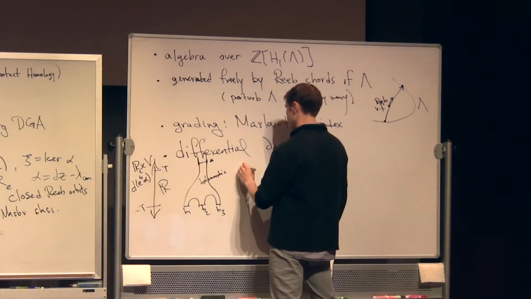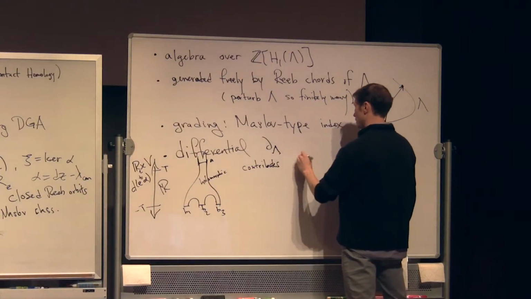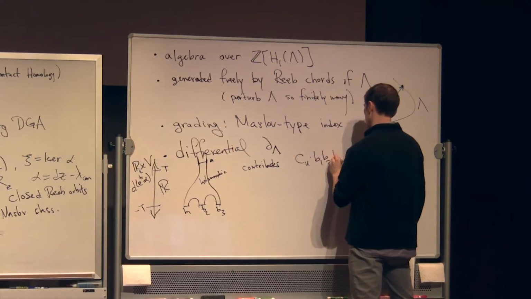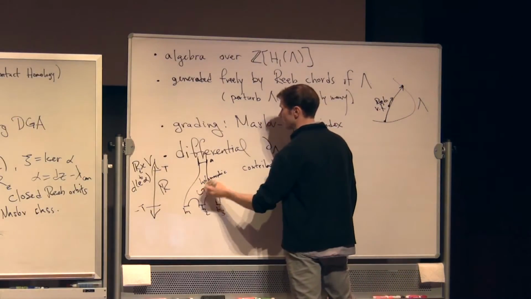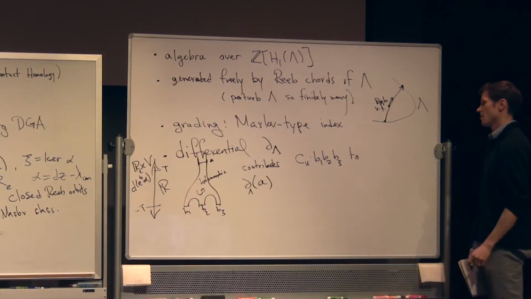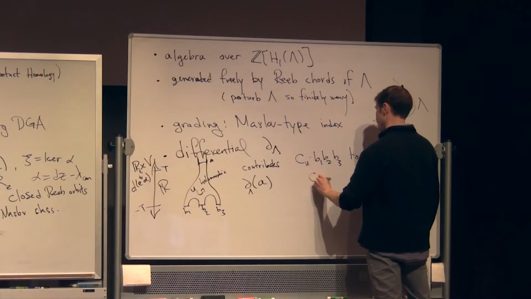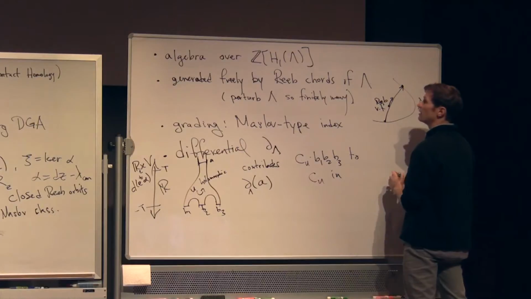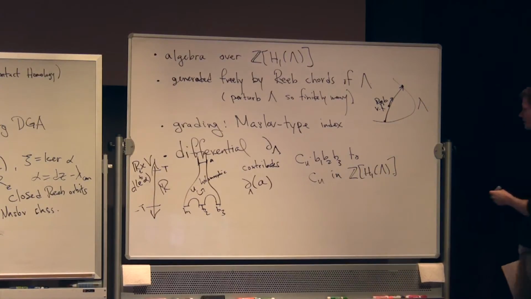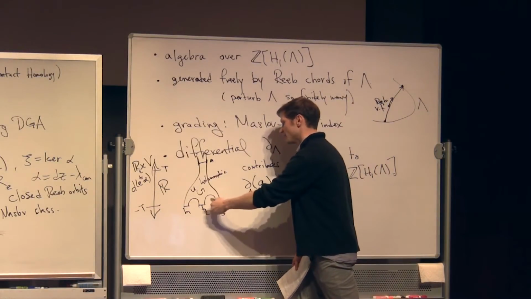And such a disk is going to contribute some element in the coefficient ring times b1, b2, b3, if this is appropriately oriented, to the boundary of a, where this u is supposed to be the name of my holomorphic map, and where c_u is an element of my ground ring. What one has to do is pick some capping paths.